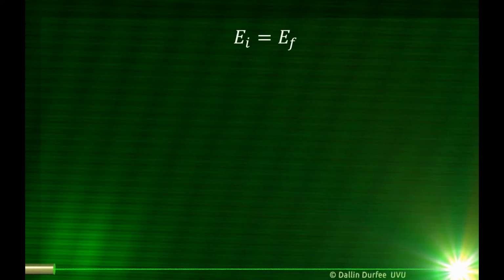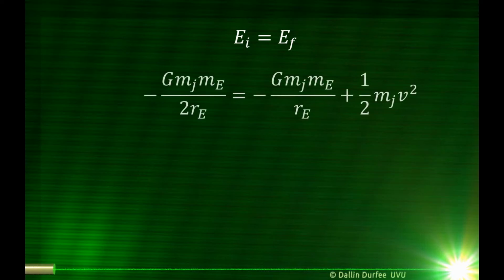Well, this is just a conservation of energy problem. Energy initial equals energy final. Our initial energy is just gravitational potential energy: negative G times the mass of the junk times the mass of the Earth, divided by 2 Earth radii. Right? The junk is 1 Earth radius away from the surface of the Earth, which means it's 2 Earth radii away from the center of the Earth.